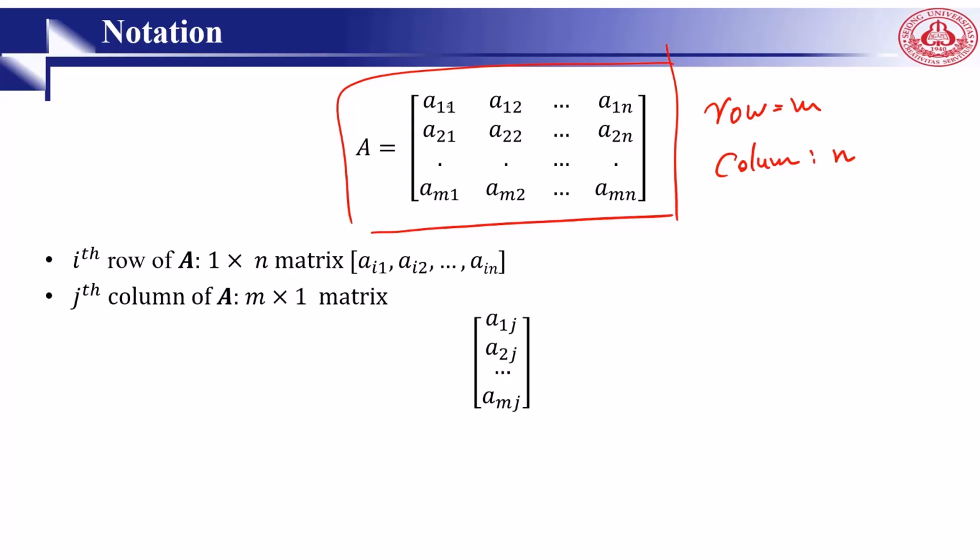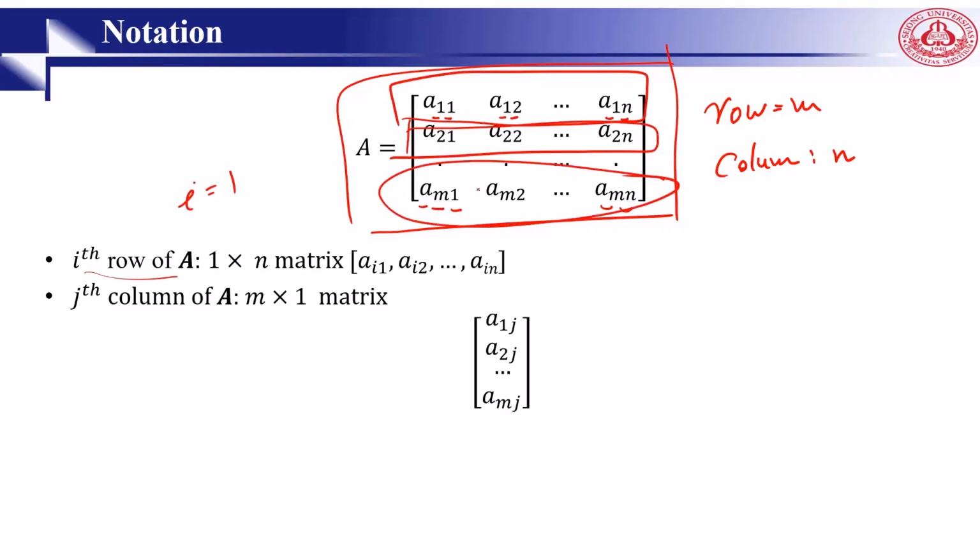We call each element a 1 1, meaning a is in row number 1, column number 1. Then a is in row number 1, column number 2. a is in row number 1, column number n. Here, a is in row number m, column number 1. Here, a is in row number m, column number n, right? So for example, if i is equal to 1, then this is the first row, this is the second row, this is the m-th row. And also we can refer to the columns of each matrix.